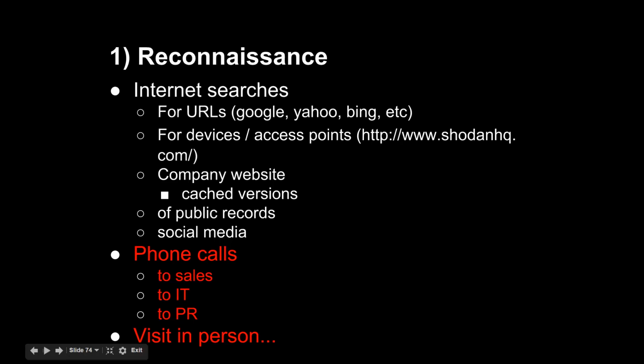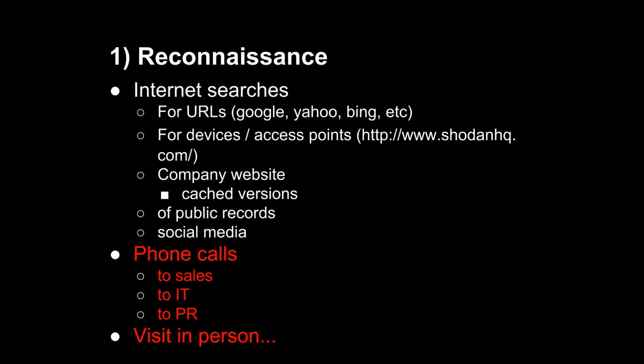So for step one, reconnaissance, it's mostly internet and web searches, and you can find devices and access points perhaps based on the company's banners, if they have any, down at the service level. The company website is a good place for reconnaissance, especially, however, the cached versions on the Wayback Machine and other archive sites. Public records and social media are a good place for recon.